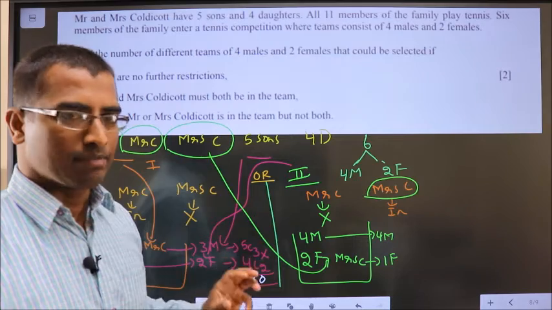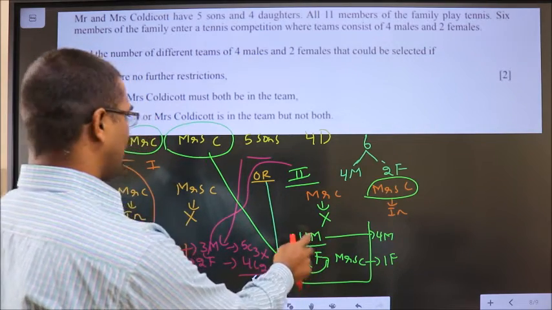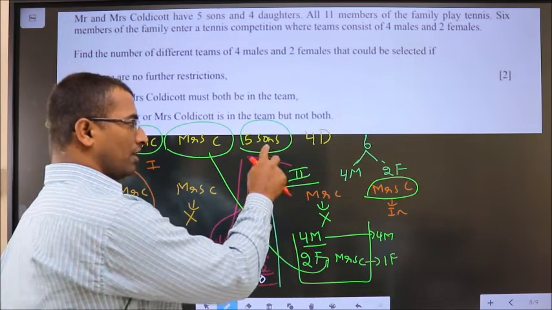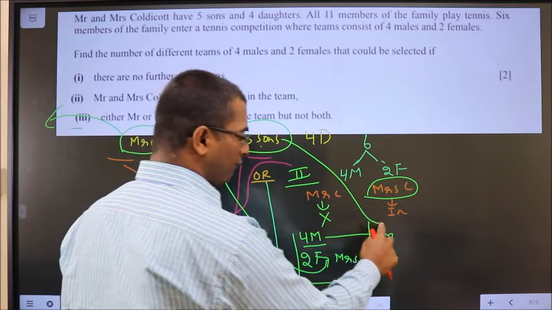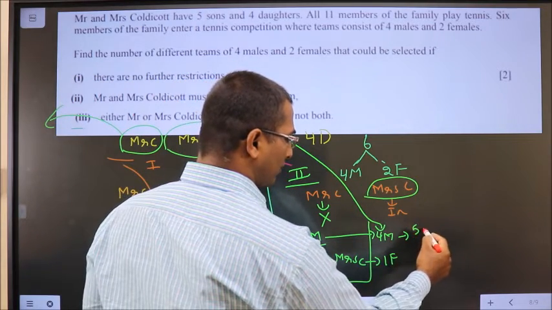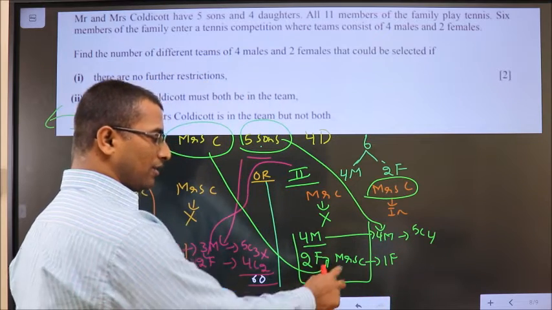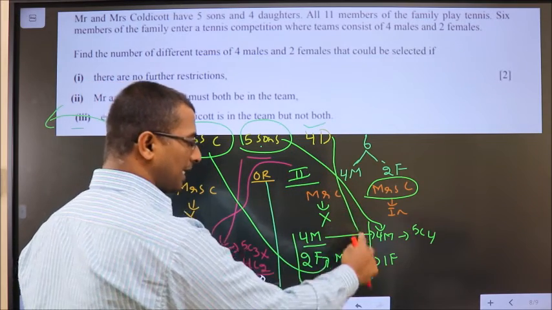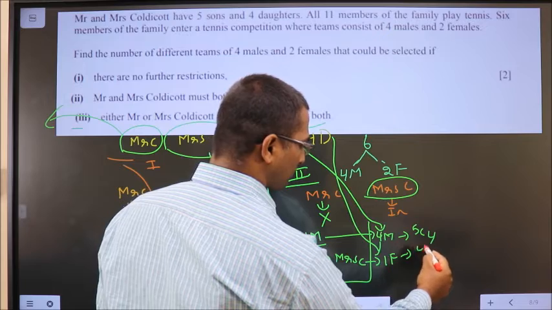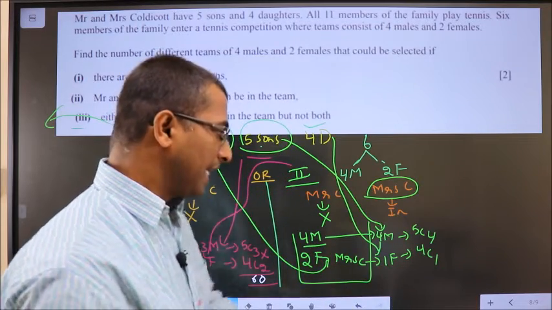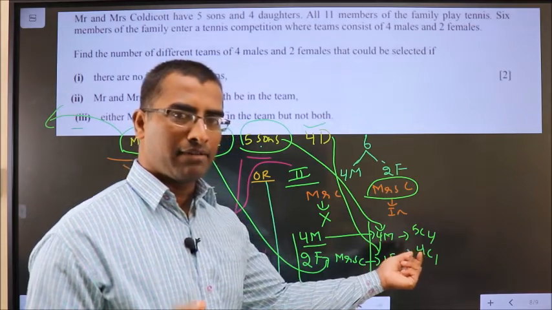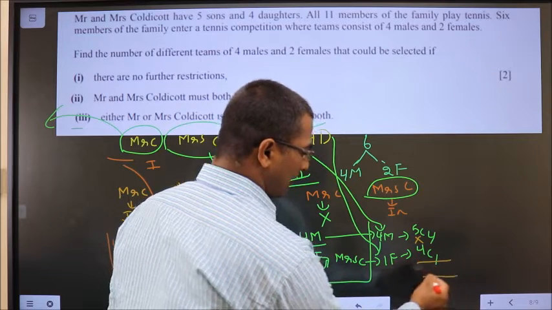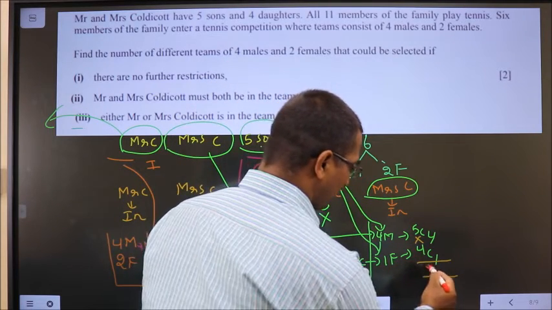Okay, now let us select them. How many males are present? You will not consider Mr. Caldecott, you will consider only these 5 sons. From 5 males, selecting 4 males can be done in 5C4 ways. Now here, 1 more female. How many females are present? 4. From 4, selecting 1 female can be done in 4C1. It is 4 males and 1 female. Whenever it is and, you will put a multiplication sign. So if you multiply these two, the answer you get is 20.